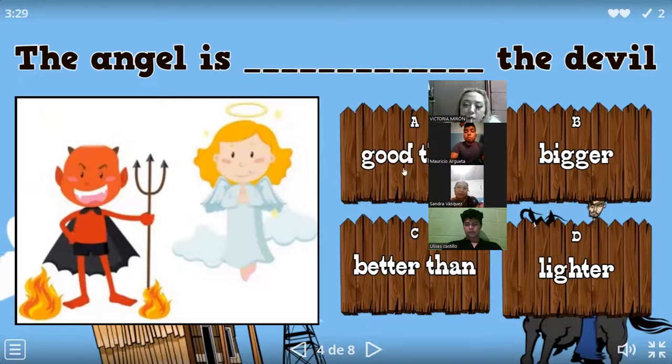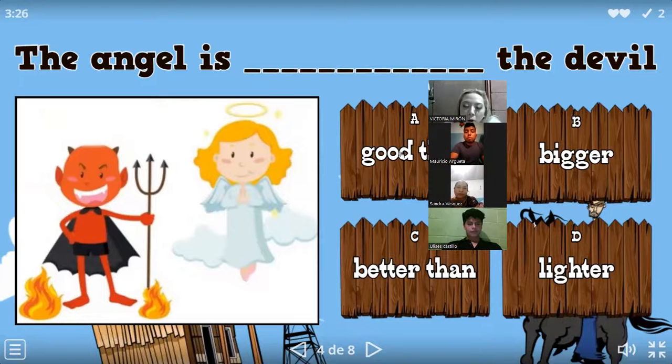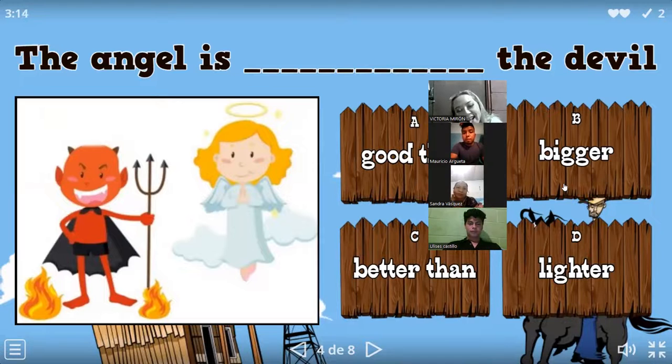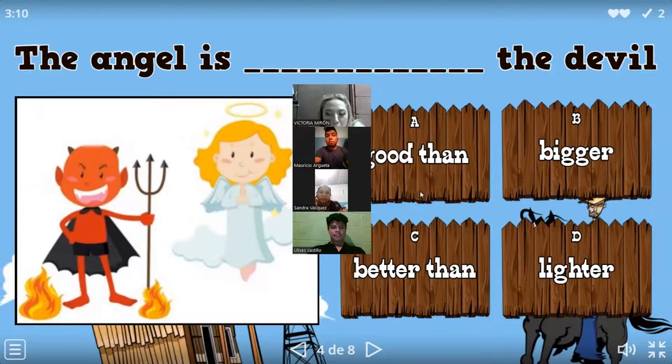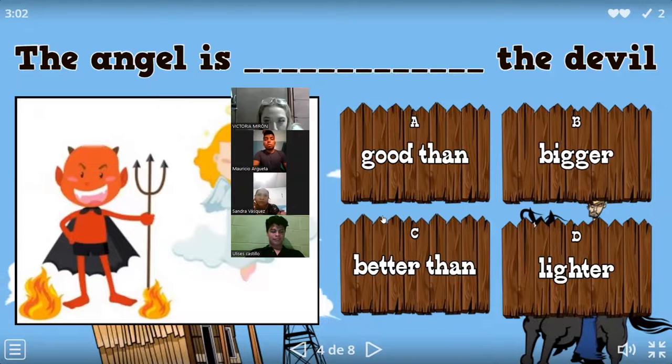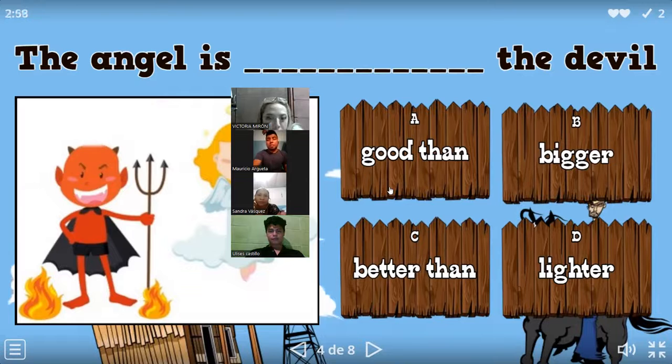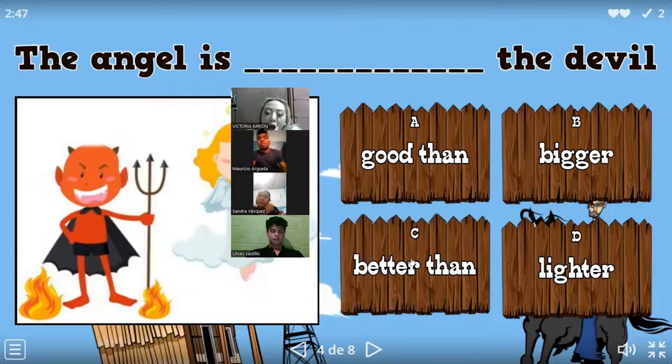Ulises, turn your microphone on. All right, what about this one, Mauricio? The angel is lighter than Devin. Lighter. Angel is good than Devin. Or good than. The problem, guys, is that good is bueno, right? How do we say mejor? It's better. Better than. Yes, it is irregular. Better than.